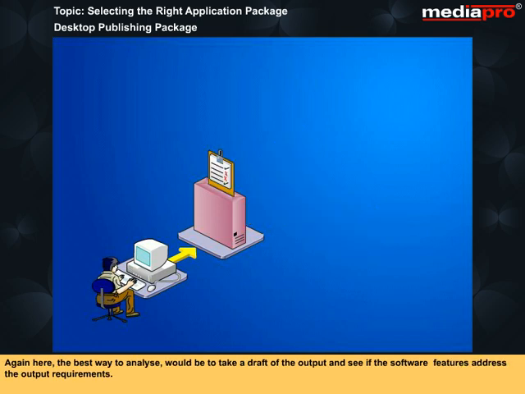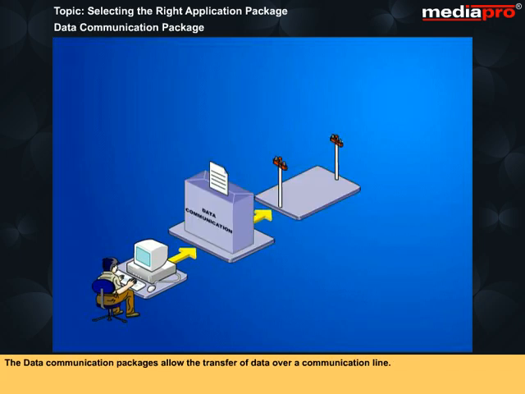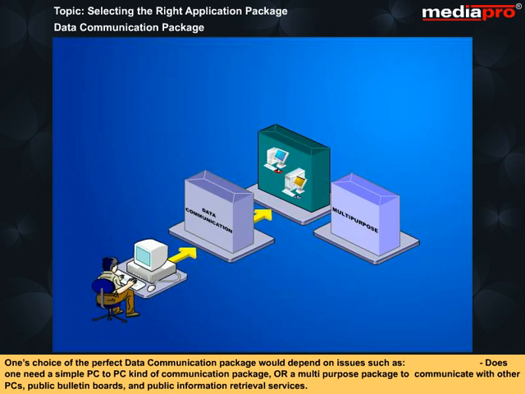Again here, the best way to analyze would be to take a draft of the output and see if the software features address the output requirements. The data communication packages allow the transfer of data over a communication line. One's choice of the perfect data communication package would depend on issues such as, does one need a simple PC to PC kind of communication package or a multi-purpose package to communicate with other PCs, public bulletin boards and public information retrieval services?